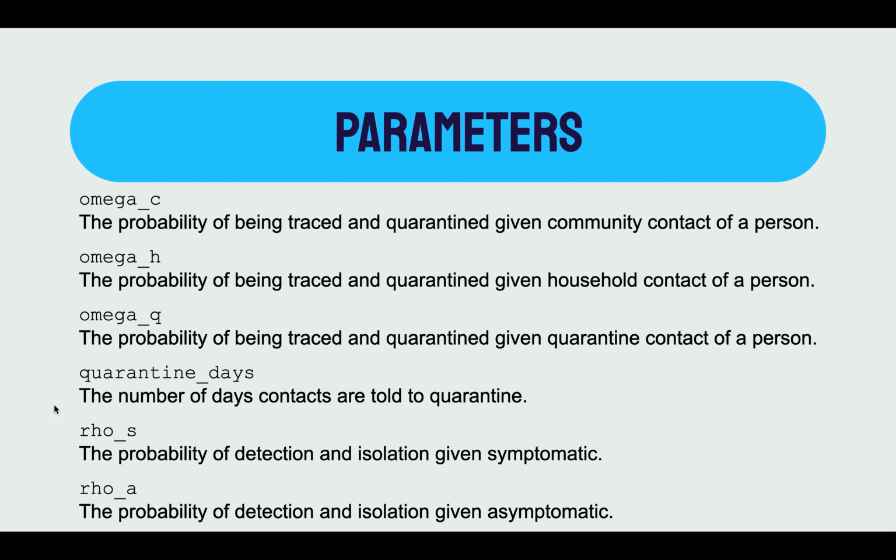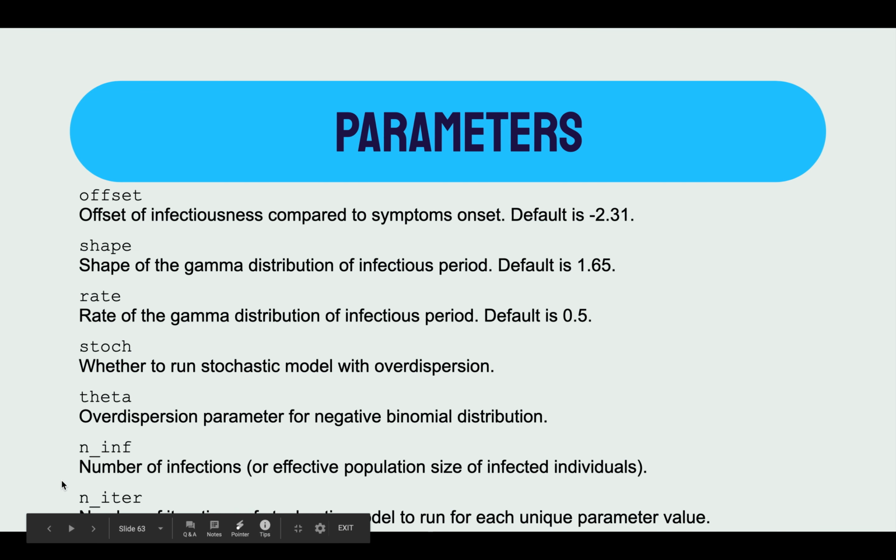Then we've got quarantine days, the number of days that contacts are told to quarantine. The default is 14, but some countries right now are varying their quarantine times, so you could potentially vary that value. And then we have rho S and rho A, which are the probability of detection and isolation given that you are symptomatic or asymptomatic. You might expect that we're detecting more symptomatic cases, so rho S maybe would be a little bit higher than rho A, for example.